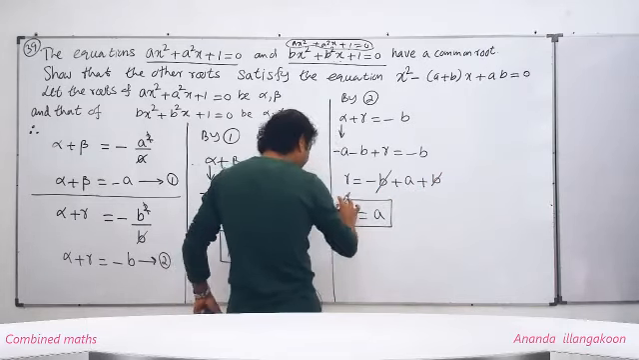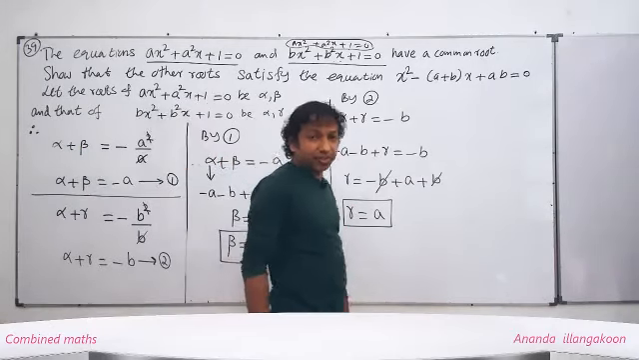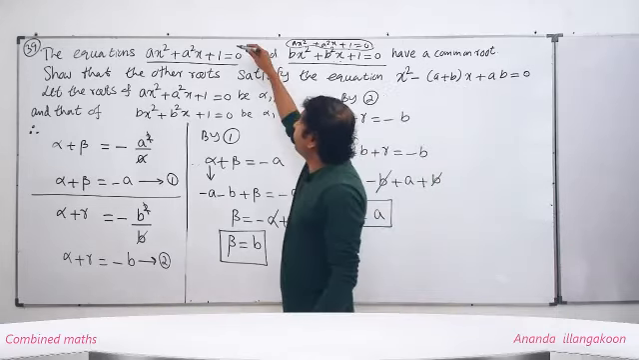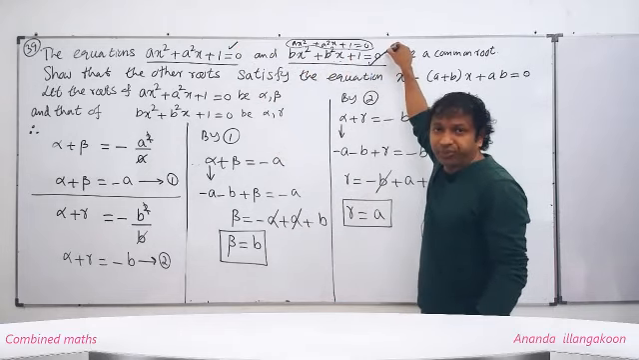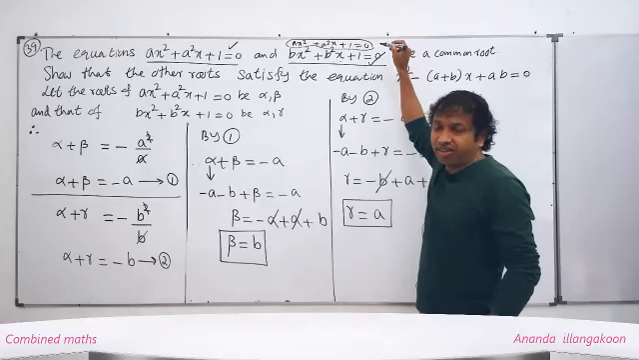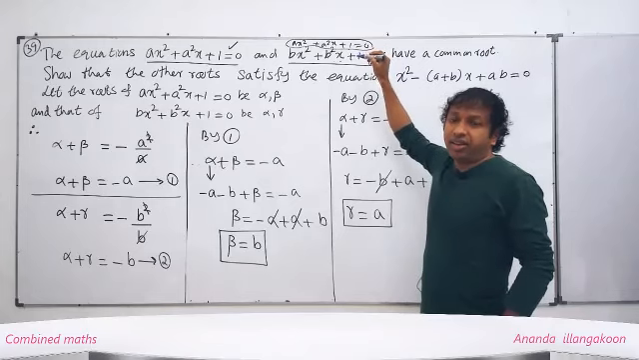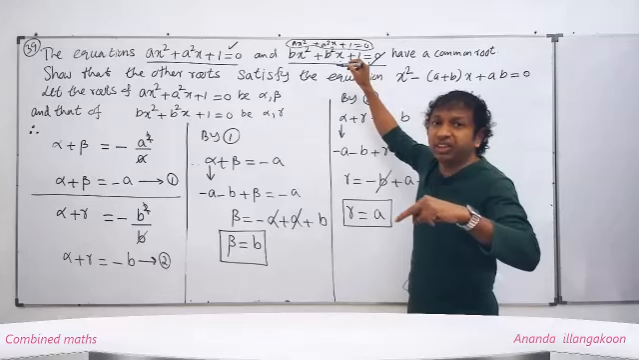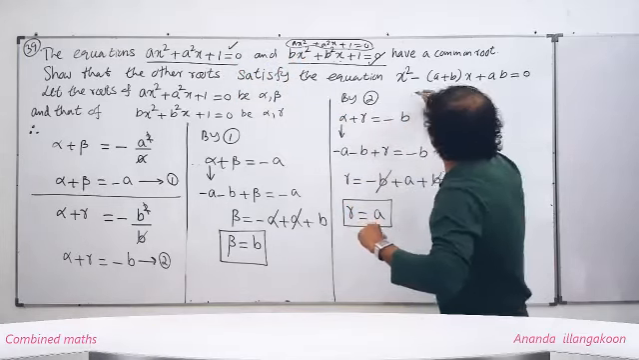Now, can you remember the question? The question was this, right? This equation and this equation have a common root that had been given. That common root we assume as alpha. Now, what was the question? Then show that the other two roots of the equations, this and this, satisfy this equation.